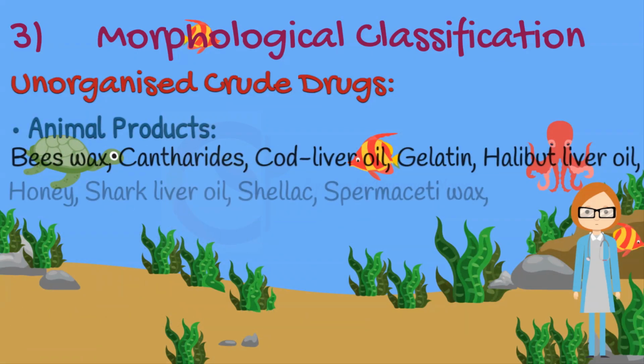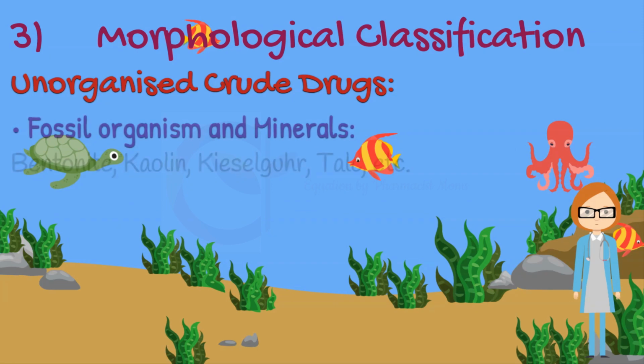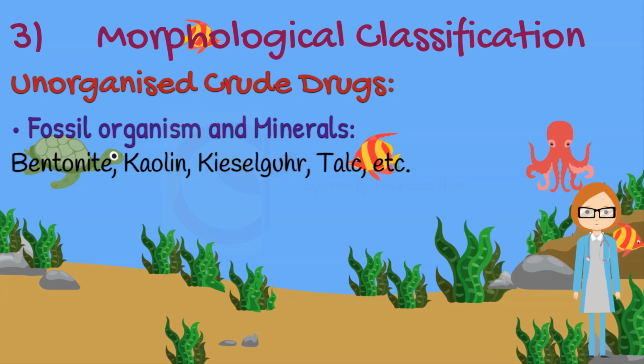Animal products. For example, beeswax, cantharides, cod liver oil, gelatin, halibut liver oil, honey, shark liver oil, shellac, spermaceti wax, wool fat, musk, lactose, etc. Fossil organism and minerals. For example, bentonite, kaolin, kieselguhr, talc, etc.